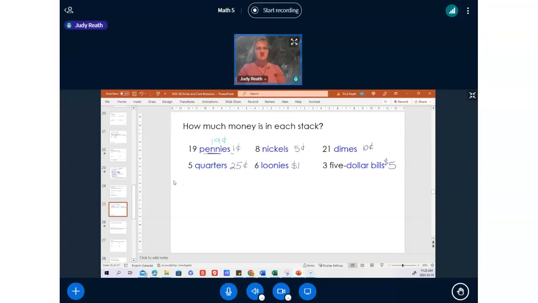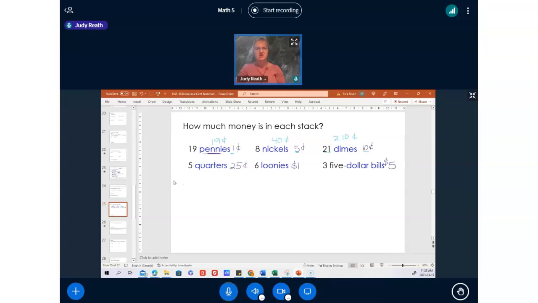If we have 8 nickels that are each worth 5 cents, it's like saying we have 8 groups of things that are 5 cents. And so 8 times 5, we could multiply them to get 40 cents. 21 dimes, same thing. 21 groups of things that are 10 cents. So 21 times 10 will be 210 cents.